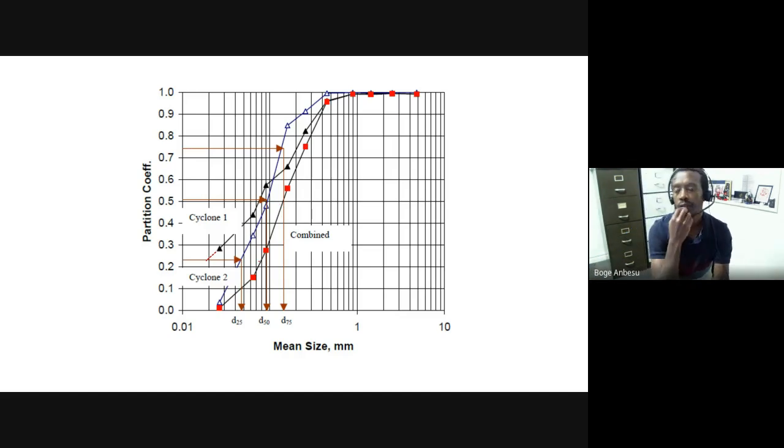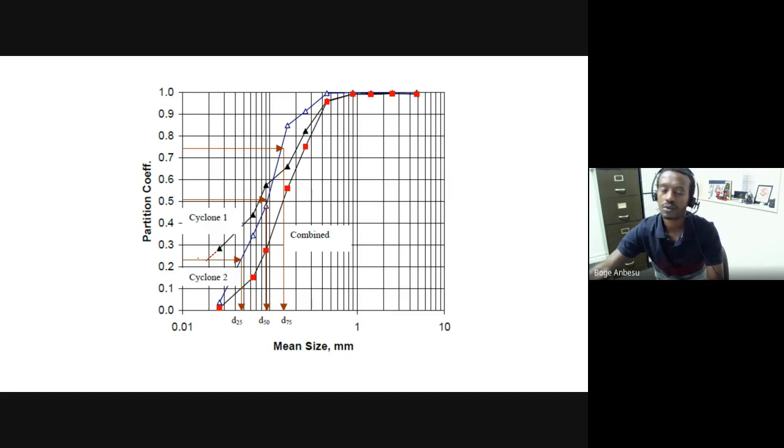Okay. So the question then was to calculate imperfection. And as I said, imperfection is dependent on D75, which is here for each of them. So D75 for cyclone 1 is here. D75 for cyclone 2 is here. And D50 for cyclone 1 is here. And D50 for cyclone 2 is here. And D75 for each of them.